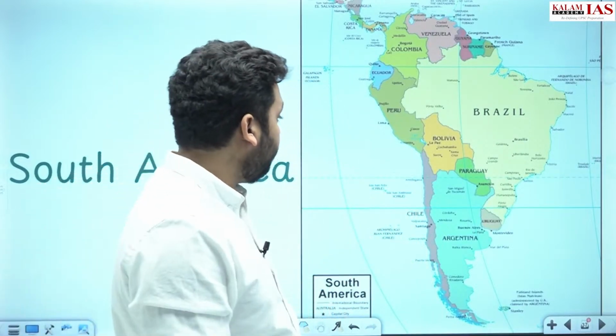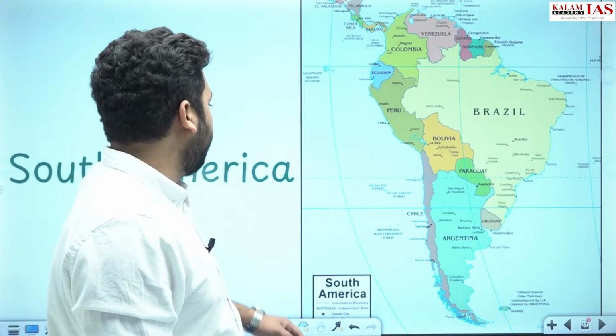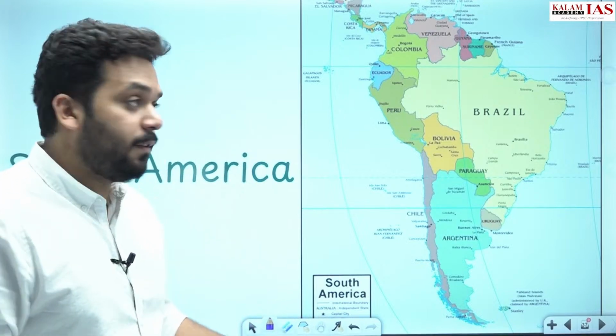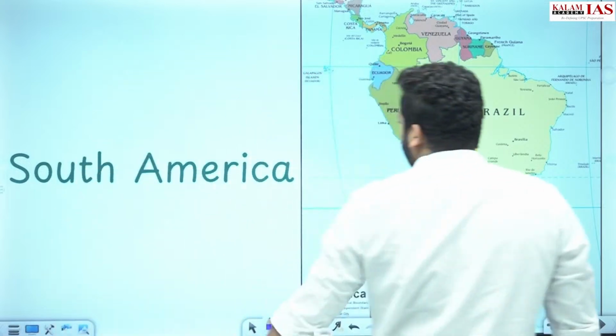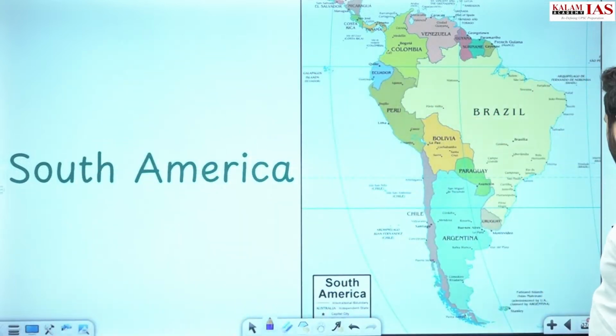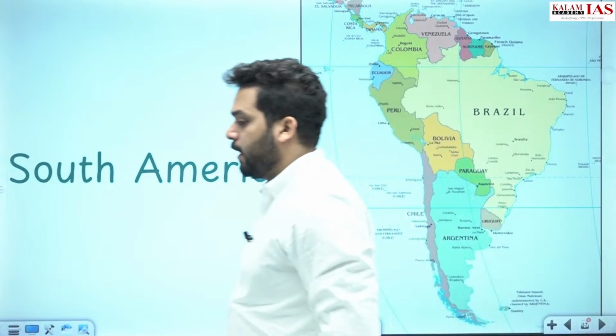Okay, now let's look at another continent. We are done with Africa. Second important continent is South America. Okay, you should have a political map of South America with you.